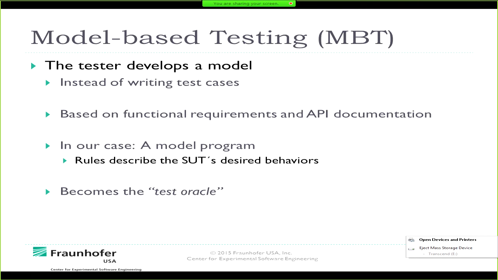And where does the model come from? The model comes from functional requirements. There is a Word document online. You could go to the CFS website, which describes different requirements. And there's also API documentation, fairly good documentation. So those are the two major sources for us to build the model.